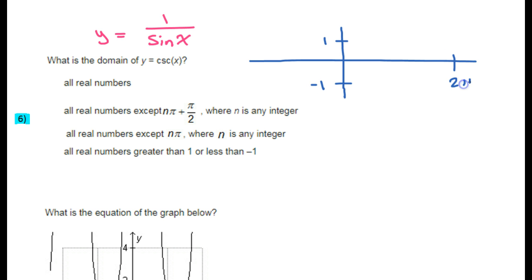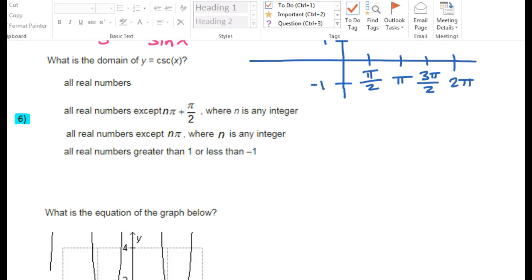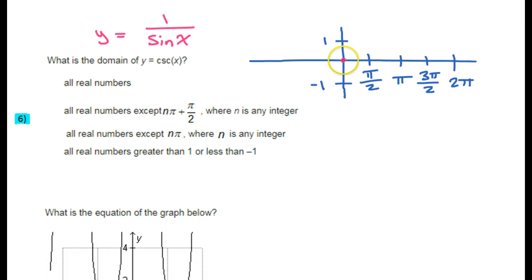Alright, so this will be 2 pi and pi over 2. Sorry. This is pi, and this will be pi over 2, and this will be 3 pi over 2. And the sine function goes like this. It starts at the midline and goes up, back to the midline, and down, and then back to the midline. So this is what the sine function looks like.